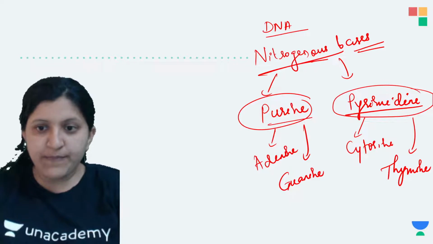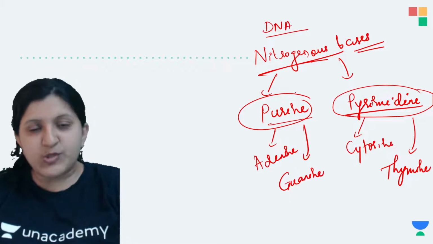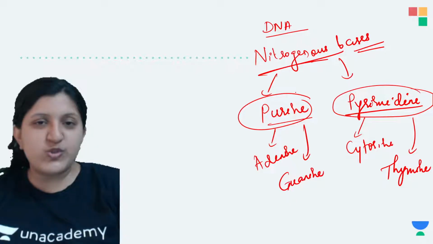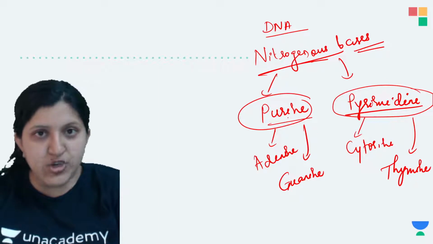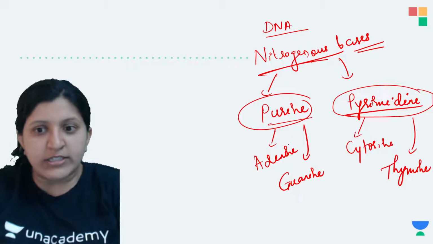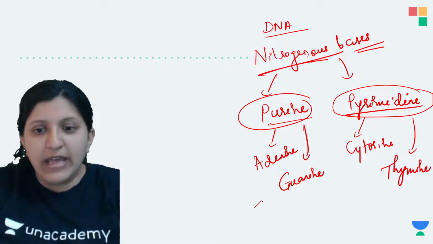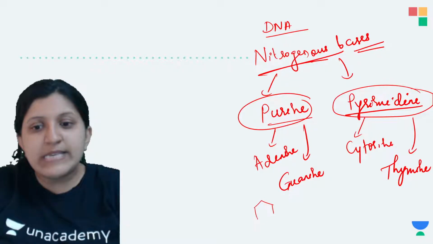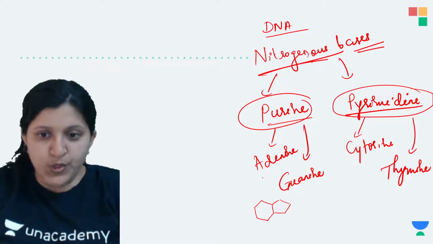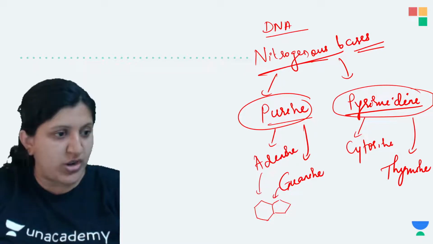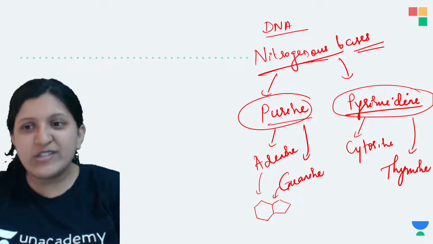Now under purine, as you can remember this way, I used to remember it this way: the purine name is shorter, but the structure is longer. The nitrogenous base structure is a double ring structure in case of adenine or guanine. So both of these are double ring structures. That is why it is a purine. Short name but a long structure.